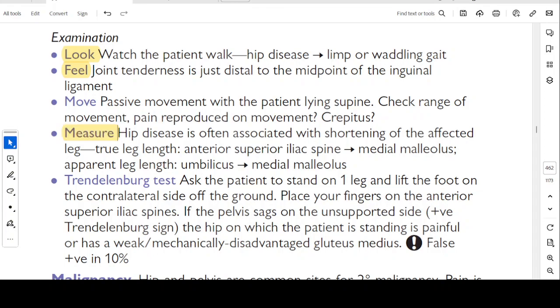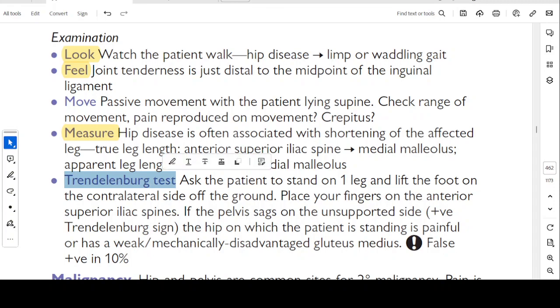Measure. Hip disease is often associated with shortening of the affected leg. True leg length: anterior superior iliac spine to the medial malleolus. Apparent leg length: umbilicus to the medial malleolus.